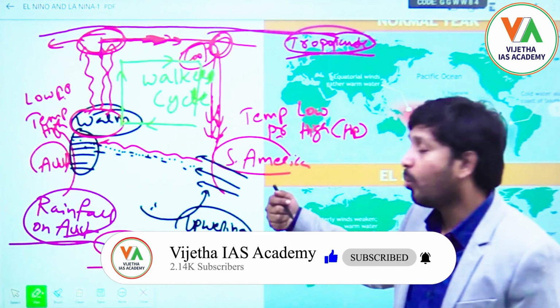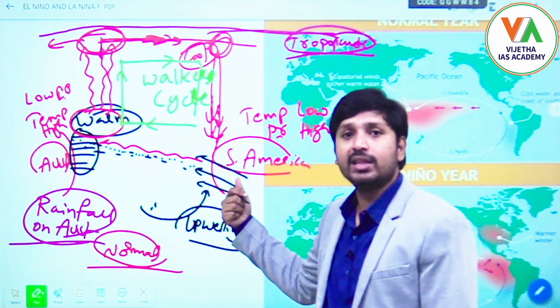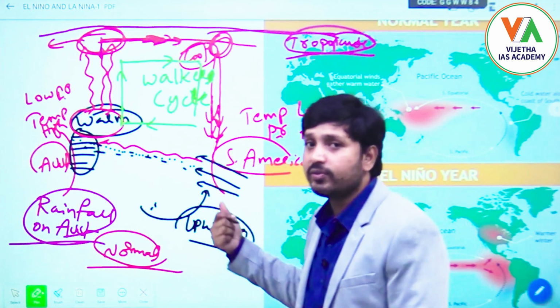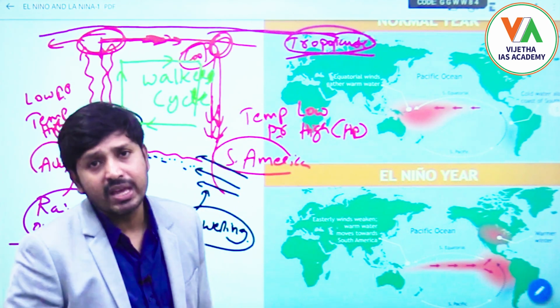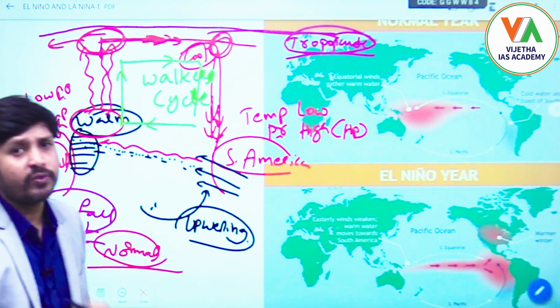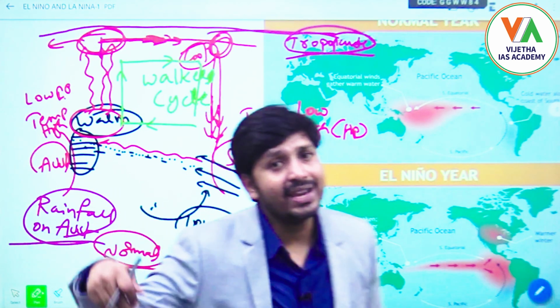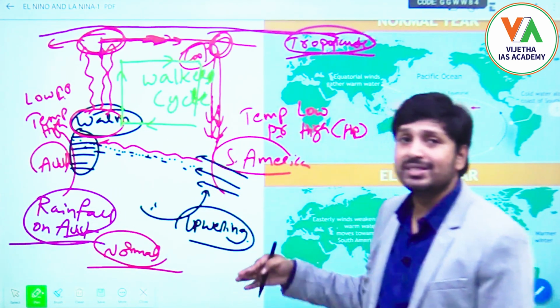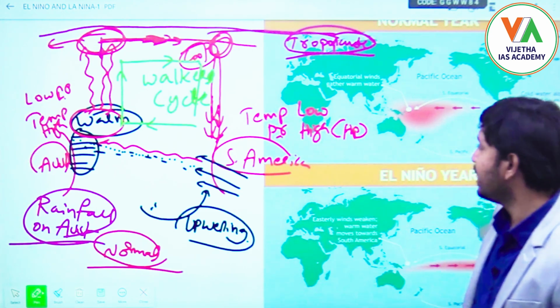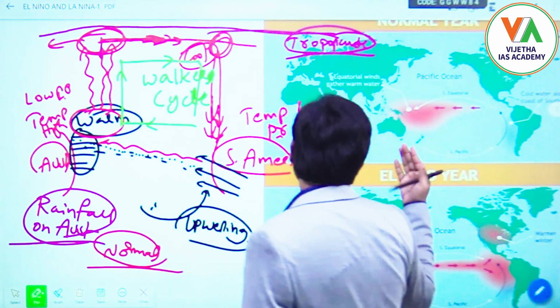Because of that, we have one of the largest deserts in the world here, the Atacama Desert, which is present in South America, because there is very little rainfall as the air is descending in this region. So this is the general phenomenon that occurs in normal years. Is it clear?